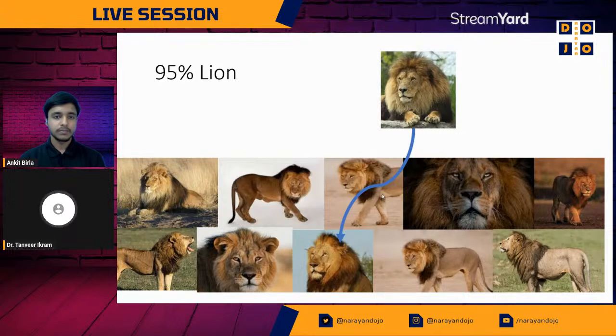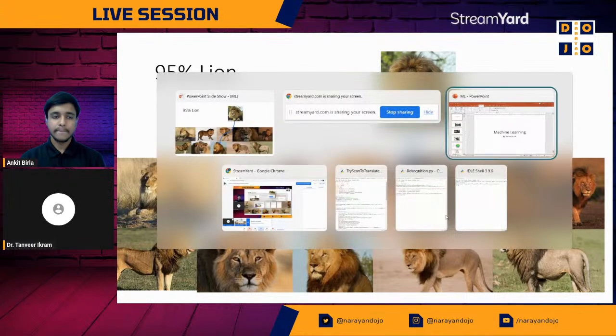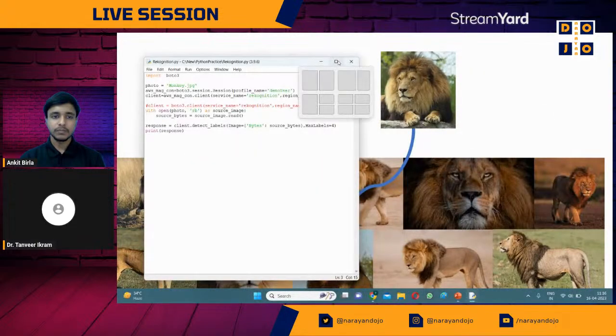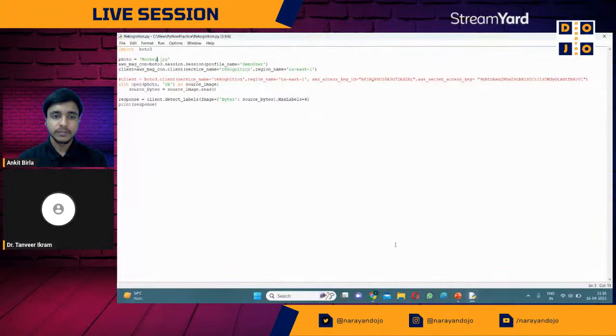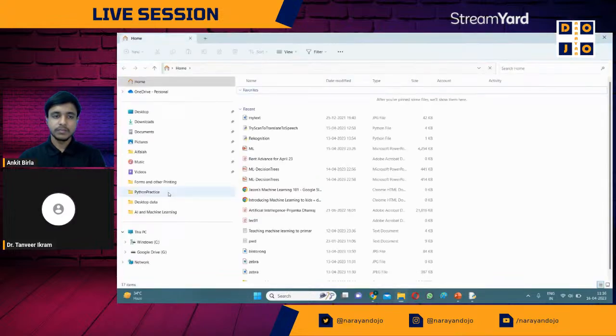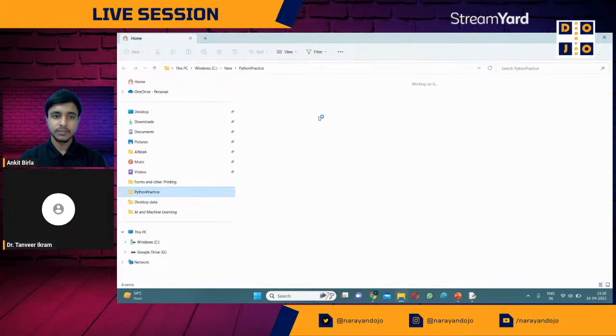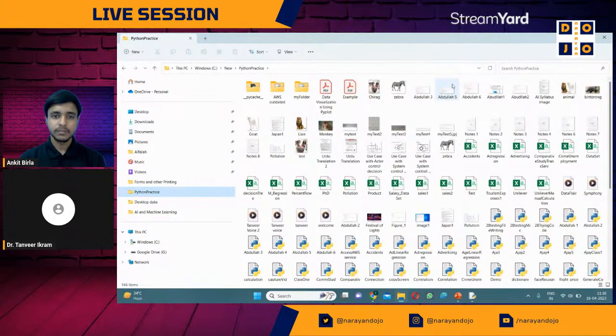Okay, let us see some real-time examples of how things work. Let us move to one program. Let me go to some program, and now I am going to run it. Let me open some images also. Let me make it big. So here we have an image of a monkey.